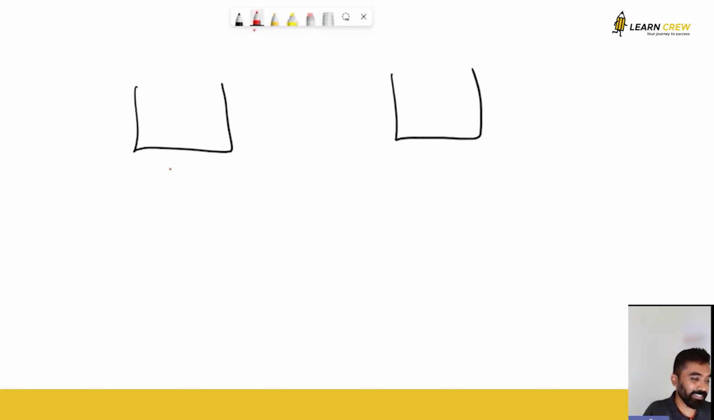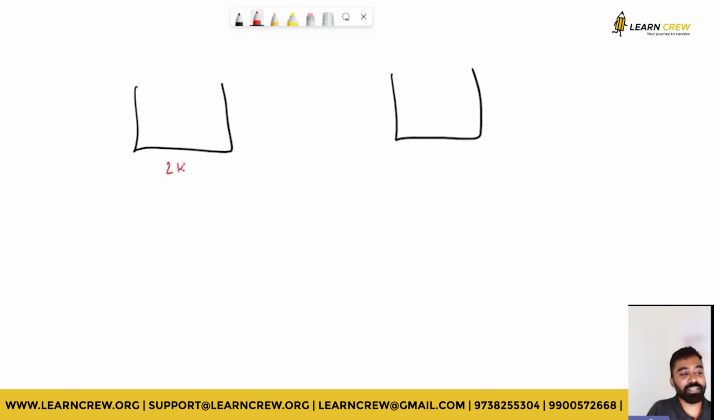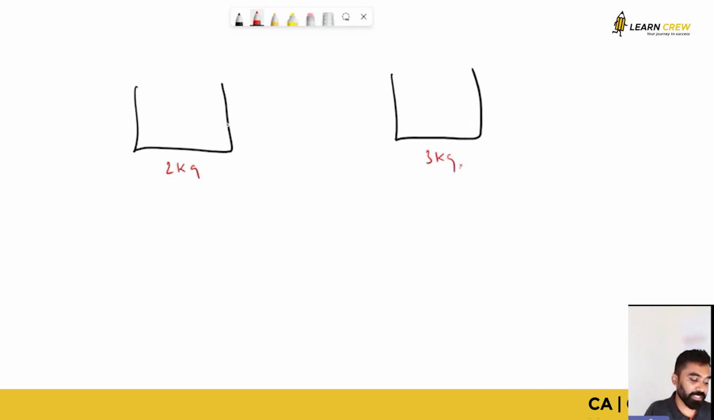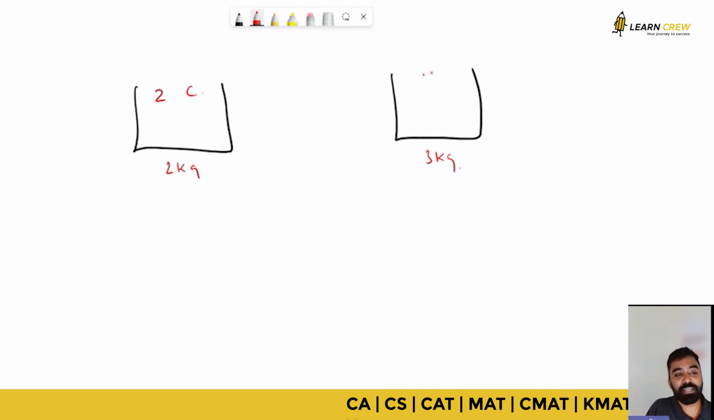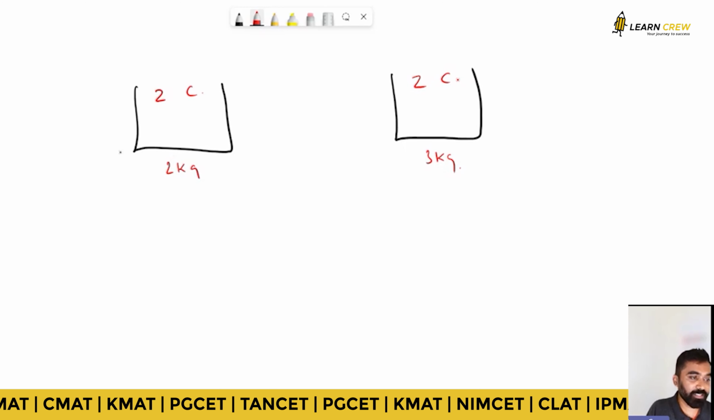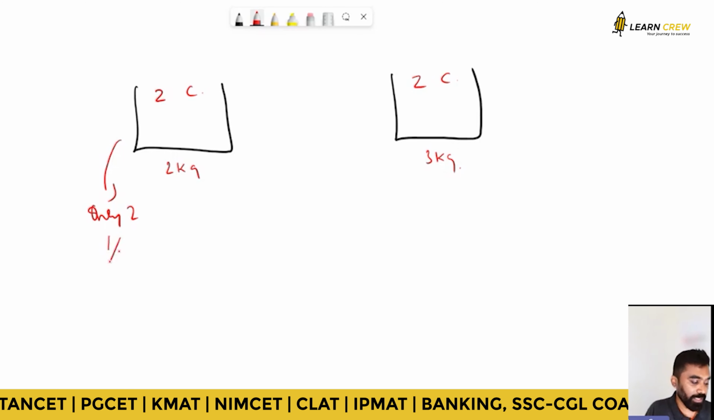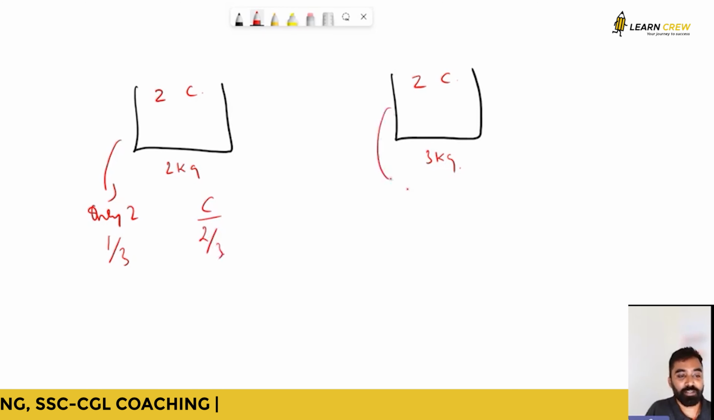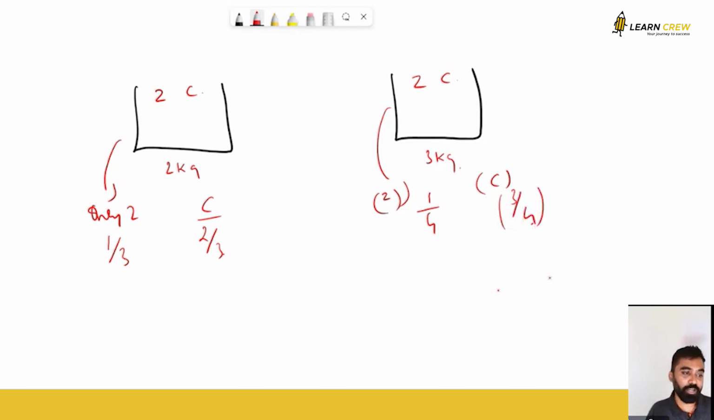Okay, this is container 1 and container 2. In container 1, it is 2 kg and in container 2, it is 3 kg. Now, in the first container, zinc and copper. Second container, zinc and copper. They're telling us in the first container, zinc is 1/3 and the remaining copper is going to be 2/3. And here, zinc is going to be 1/4 and copper is going to be 3/4. Now, you need to find it out from this 2 kg alone, and from this 3 kg alone.